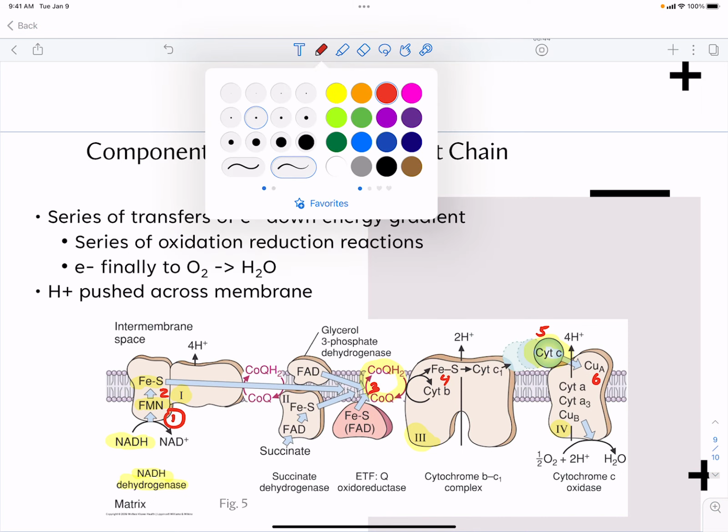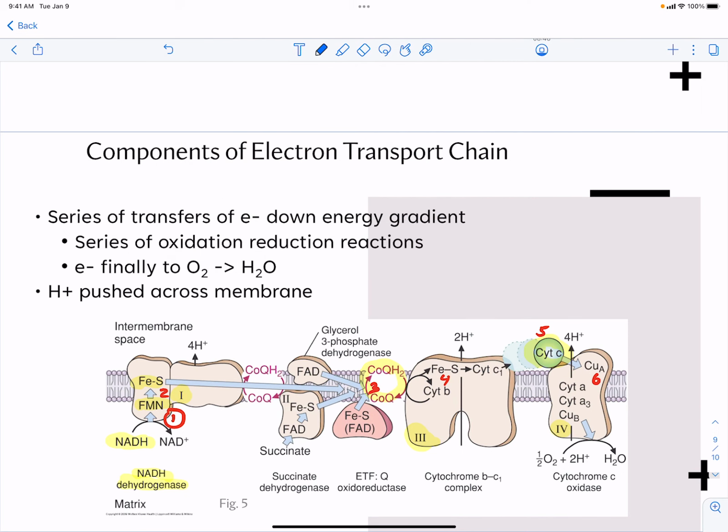Now when you enter through complex 2, this is part of the TCA cycle, succinate dehydrogenase, and in this case the electrons are transferred to FAD, and then you get a transfer to an iron-sulfur center, and then again you get another transfer to coenzyme Q or ubiquinone, and then it follows the same route 4, 5, 6. Now there are more steps in between each of these complexes. Some have multiple iron-sulfur centers, etc. But this is just the big movements.